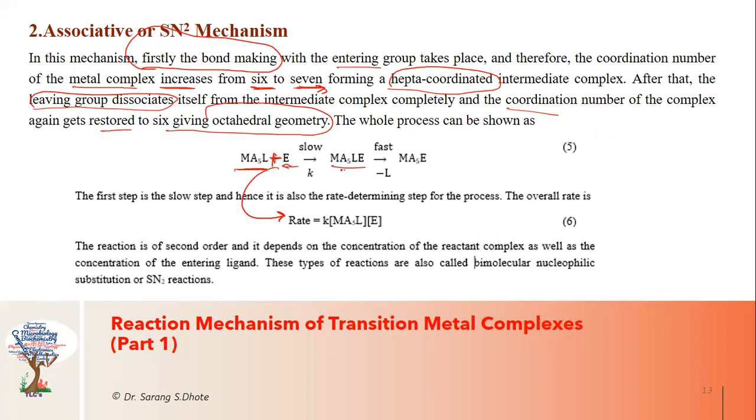यहाँ पर देखो आपको हेप्टाहेड्रल, 7 कोऑर्डिनेशन नंबर कंपाउंड का मेटल कॉम्प्लेक्स फॉर्म हुआ. फिर ये लिविंग ग्रुप चला जाएगा, which is the process is very fast. और यहाँ पर आपको अगेन 6 कोऑर्डिनेशन कंपाउंड मिलेगा.